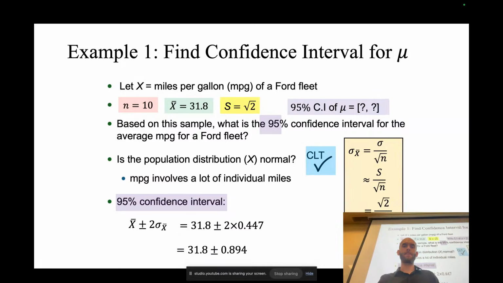Okay, and this gives us an upper and lower bound on the miles per gallon, given that we're trying to be 95% confident. Okay. Questions about this? Did I go too fast? Should we do this in code?